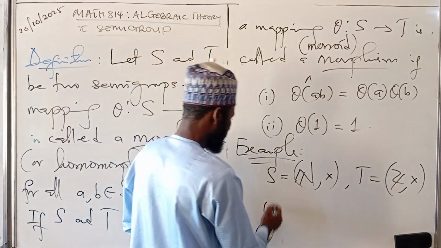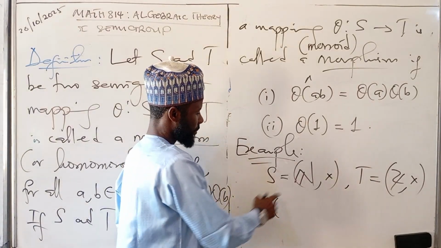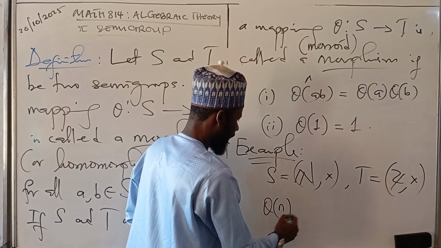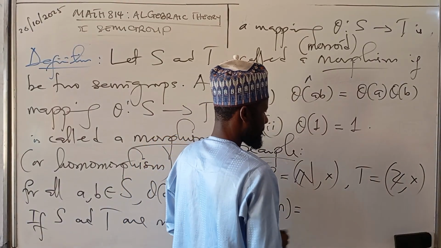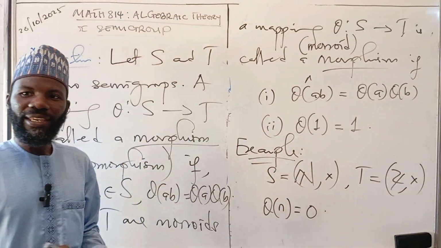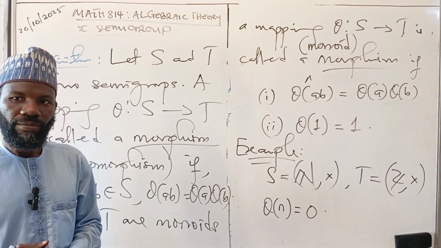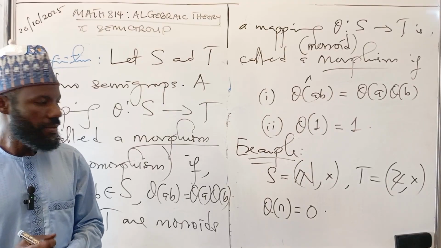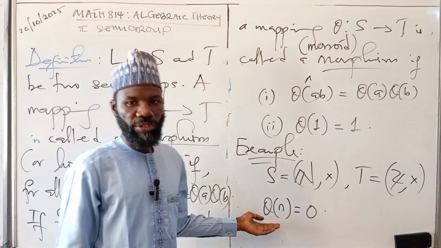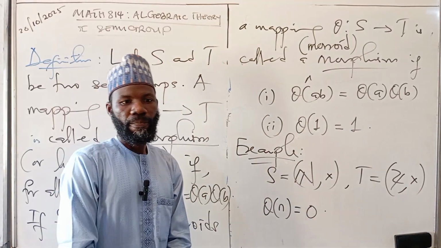If you define theta from S to T by theta n is equal to 0. Is this a morphism? Yes, it's a morphism. So as semigroups, this is a morphism. But as monoids, they are not morphisms.